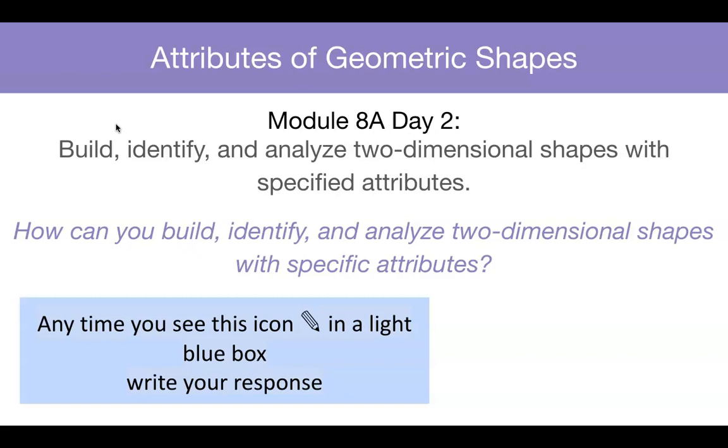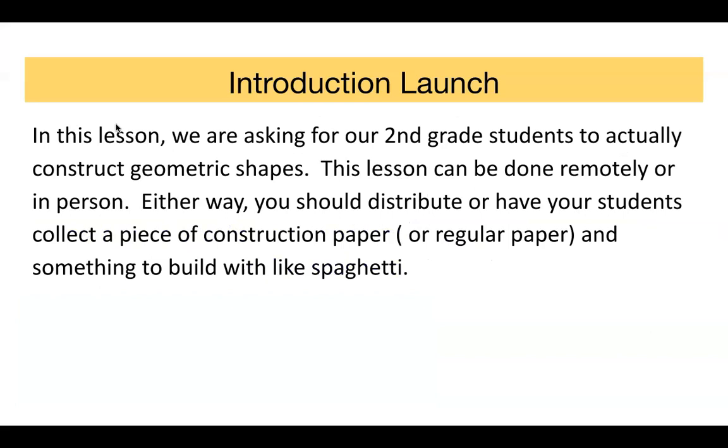So we are going to have our students with disabilities actually build these two-dimensional shapes, count the sides, count the angles, so they can work with the vocabulary of sides, angles, and also the vocabulary of the different types of polygons we're talking about. So we're actually asking our second grade students to build these geometric shapes. This lesson can be done remotely or in person.